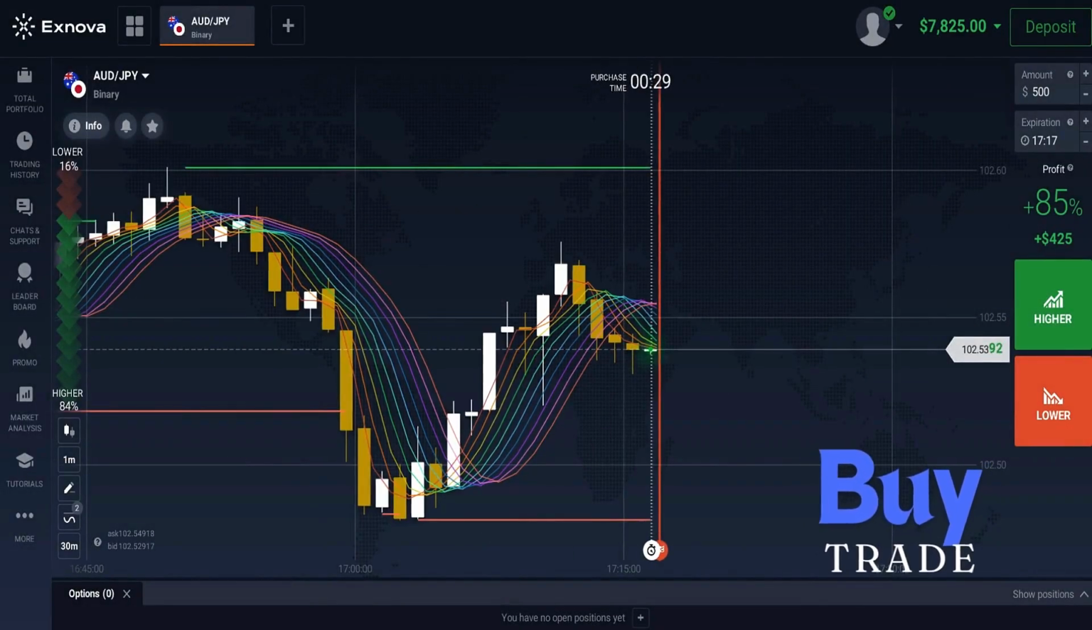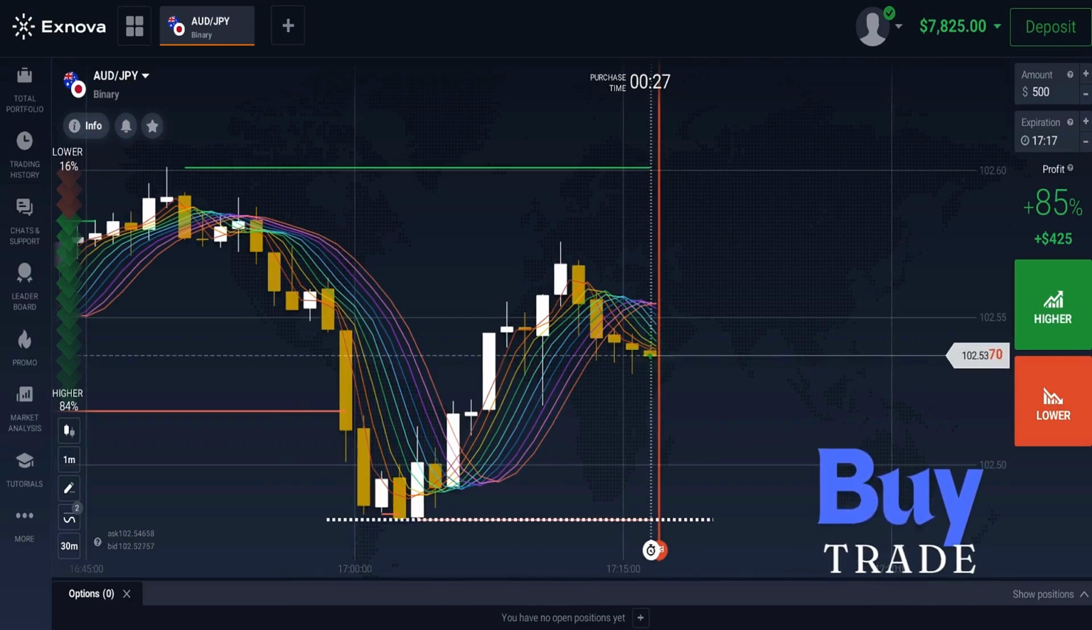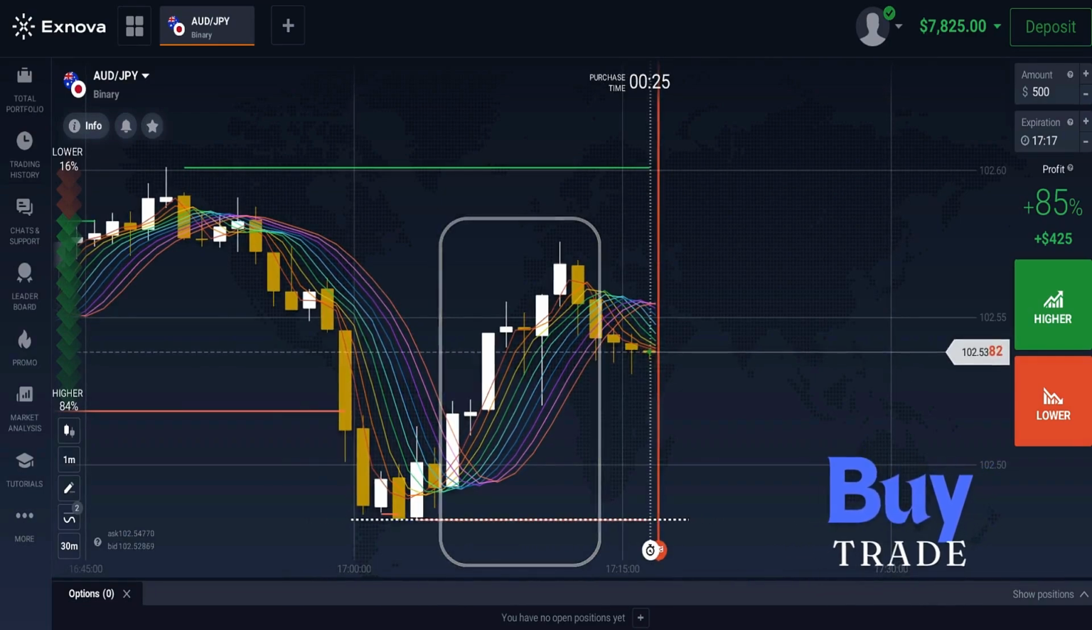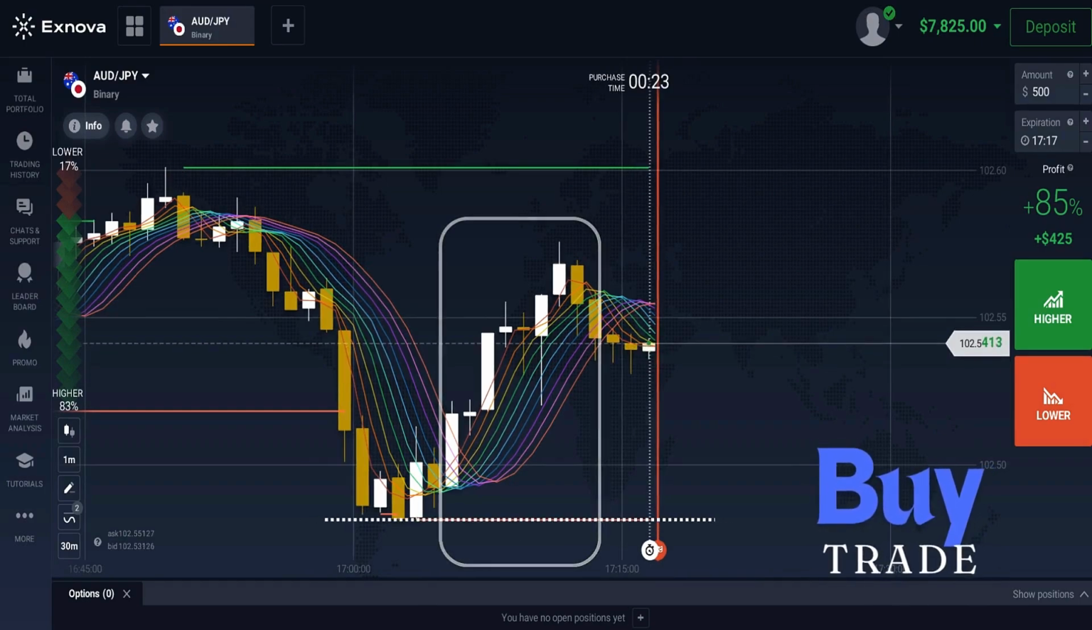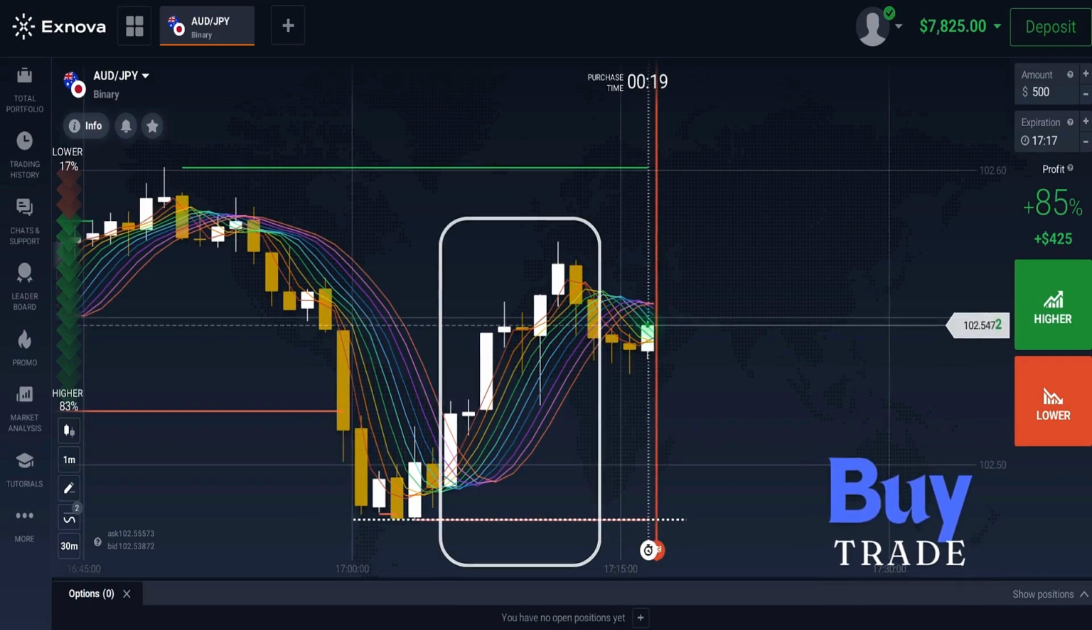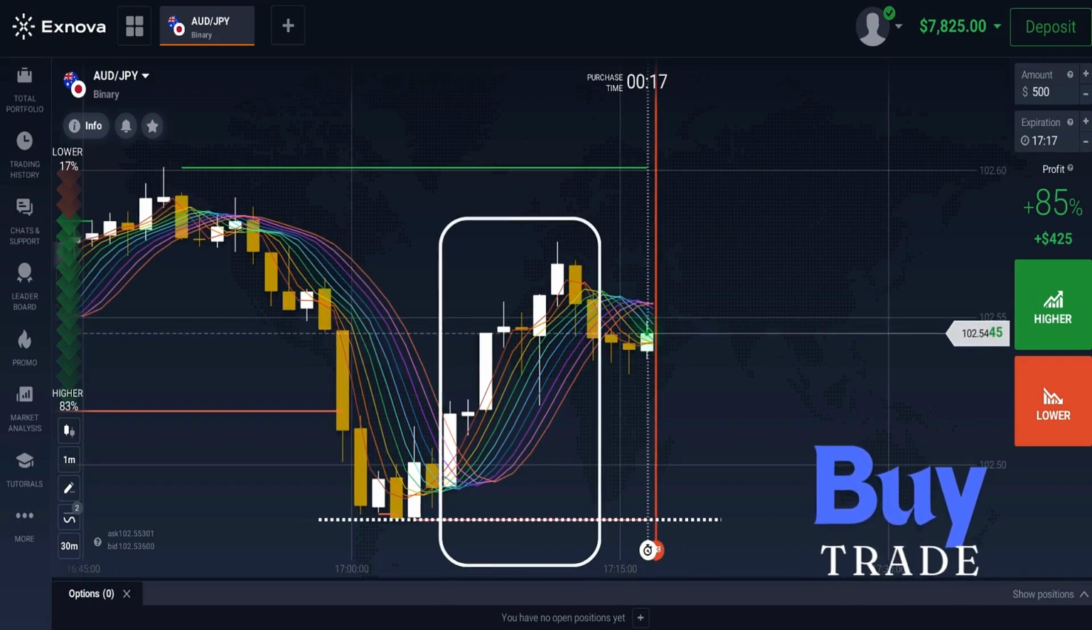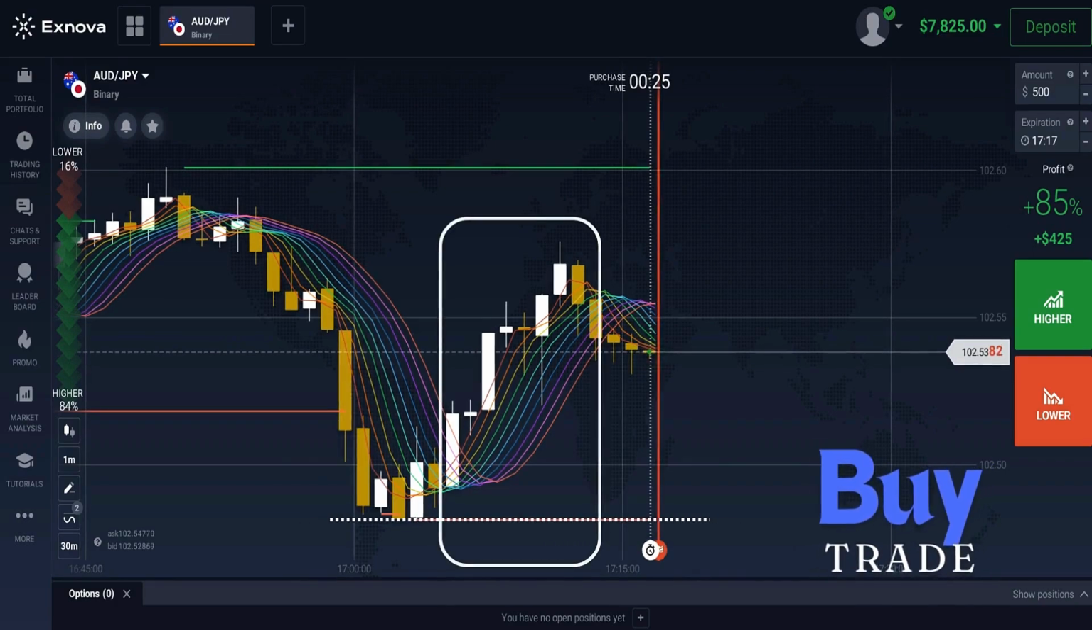Buy trade. When the price bounces off the support level, the lines of the rainbow moving average cross each other in an upward direction, and the candlestick is above the rainbow moving average lines. When these conditions are met, it's a strong signal to enter a buy trade.